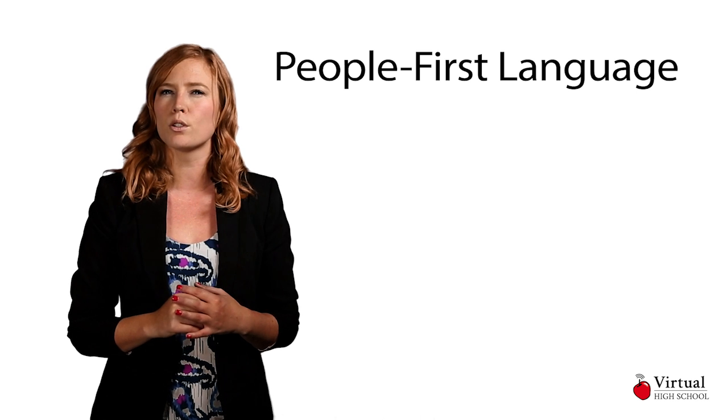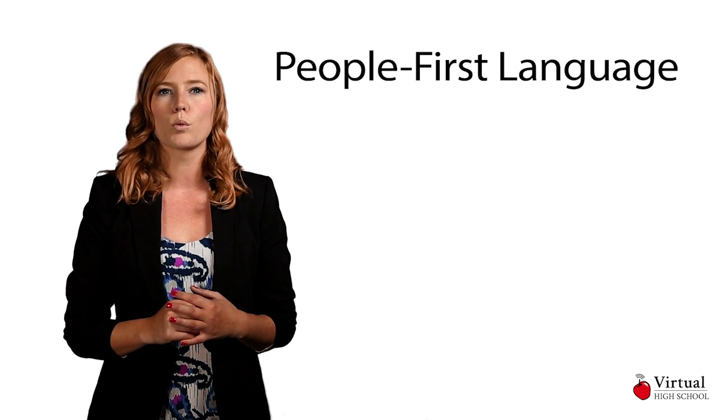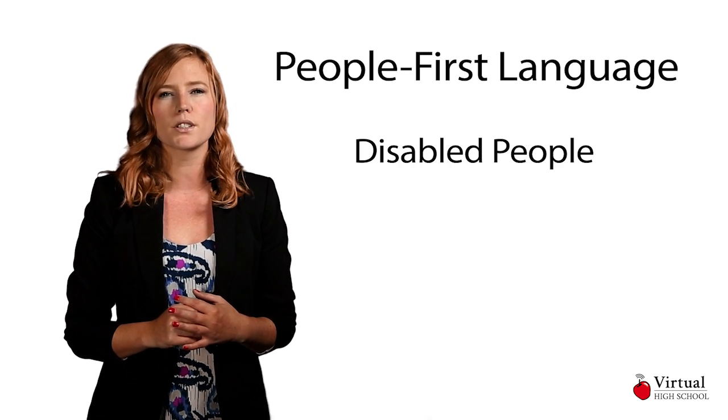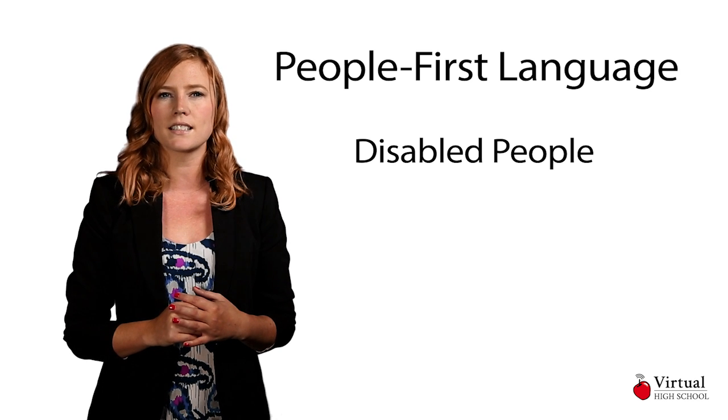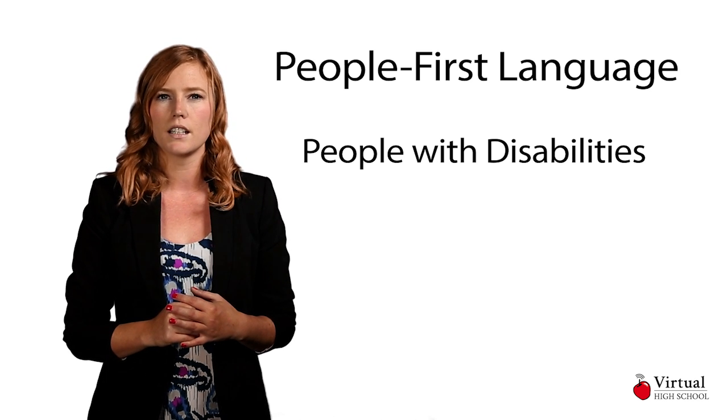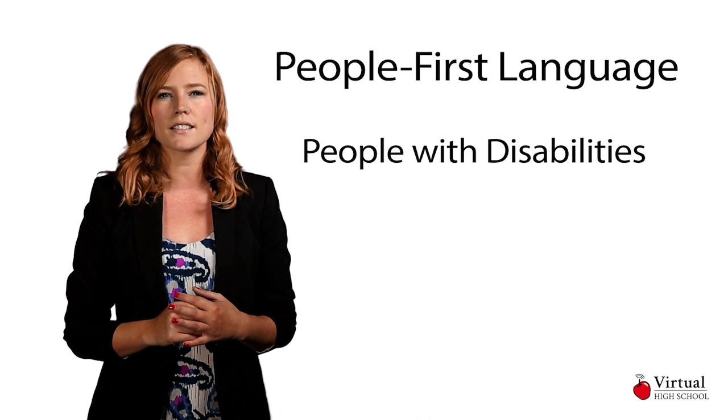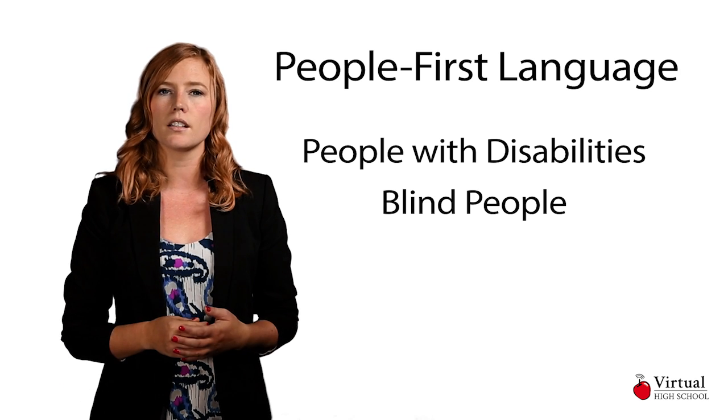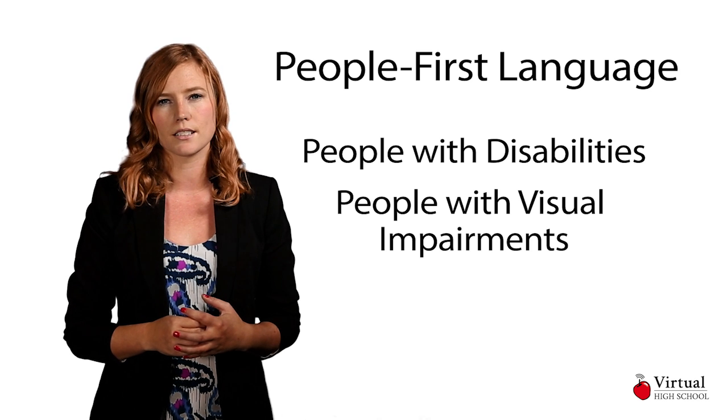Let's refer to people first when addressing an audience. Referring to disabled people puts the disability first. Instead, say people with disabilities. Another example, you would not say blind people, but people with visual impairments.